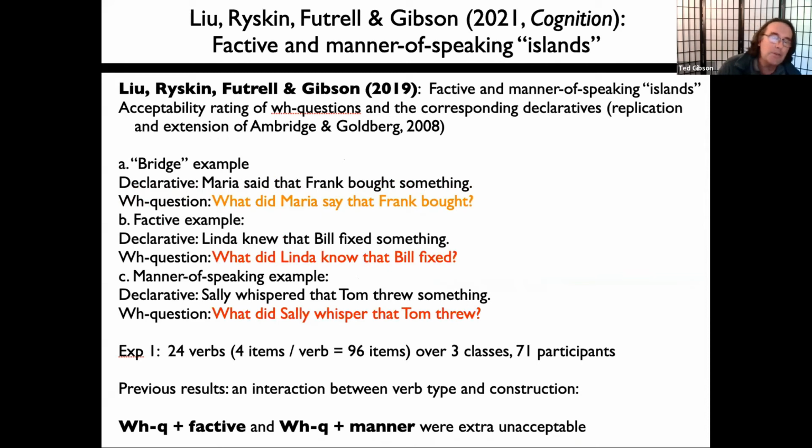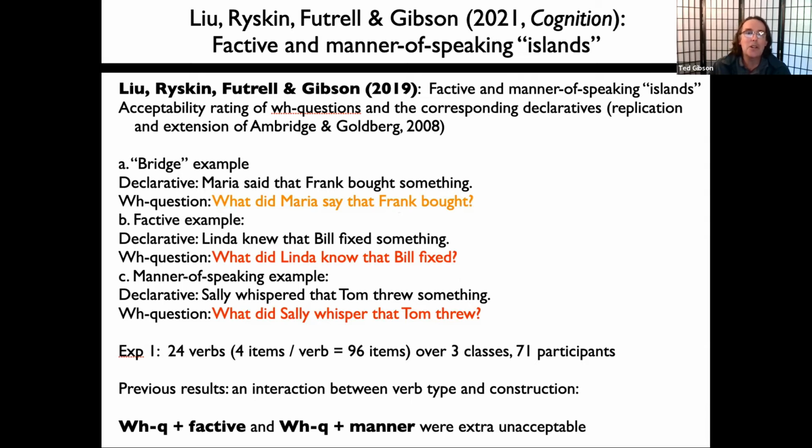The first is work that Yingtong Liu did, looking at so-called factive and manner-of-speaking islands, as in B and C. What did Linda know that Bill fixed? It's not very good. And what did Sally whisper that Tom threw? These aren't very good sentences. The two red ones aren't very good. This one's fine: What did Maria say that Frank bought? So say allows this kind of extraction. Know and whisper don't really like this long-distance connection between what and the more embedded verb.